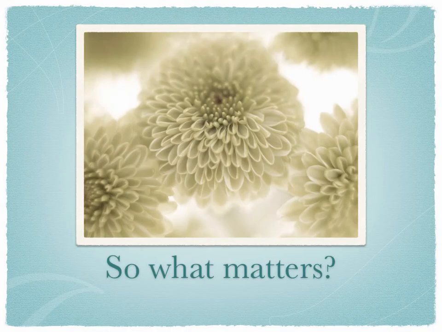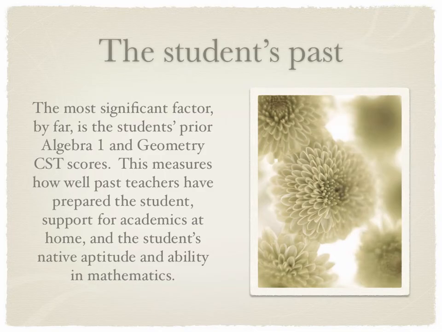So what does matter? The students' past performance. The most significant factor by far is the student's prior Algebra 1 and Geometry CST scores. This measures how well past teachers have prepared the student, support for academics at home, and the student's native aptitude and ability in mathematics. This isn't shocking to me. It's maybe shocking to see how much of the variation can be explained using these 2 factors. 2/3. Wow, that's pretty incredible.